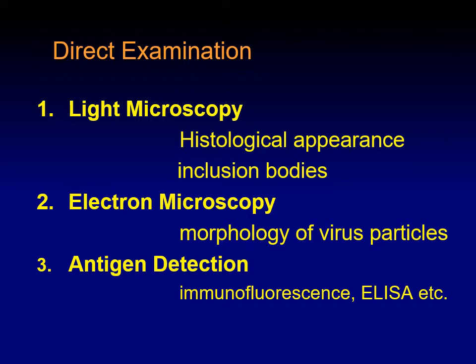The other method is by the use of electron microscopy. And here we tend to look for the morphology of the virus particles. And this can also be modified a little bit to be used with immunology. So we refer to that as immune electron microscopy. And the third direct method of examination is the antigen detection, for which we use different ways, such as immunofluorescence, ELISA, and we will come to talk about them as we go on.